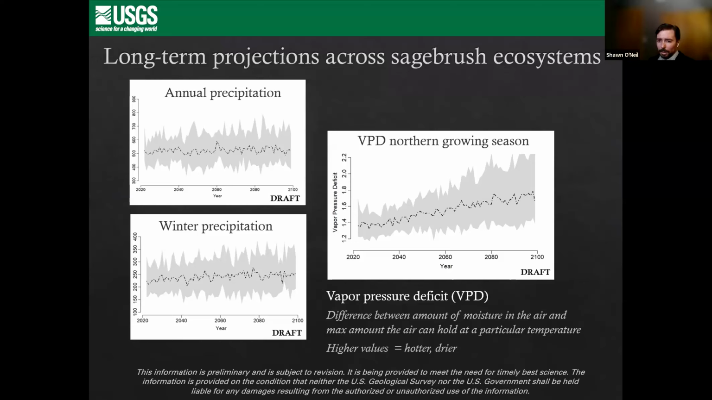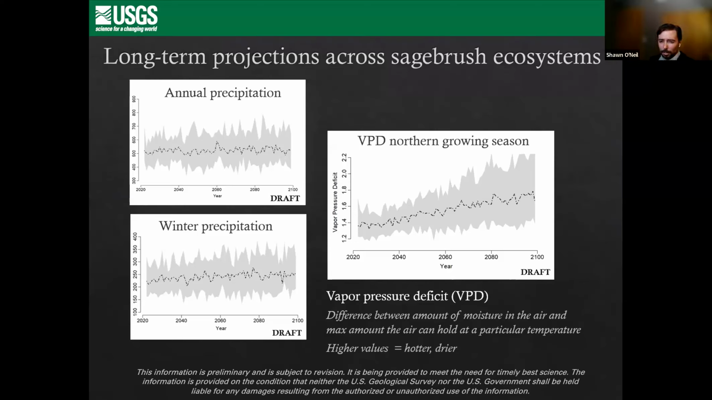First, on average, there's hotter and drier growing season conditions expected, and this is represented pretty well by the vapor pressure deficit index, or VPD. That's the difference between the amount of moisture in the air and the maximum amount of moisture the air can hold at a particular temperature. So higher values are hotter and drier.